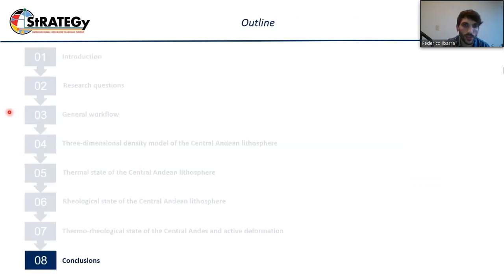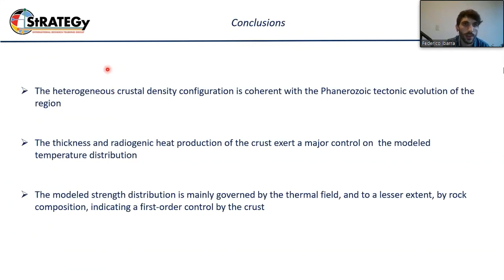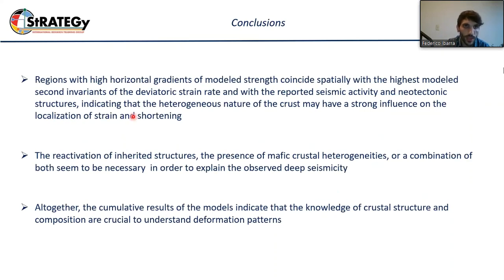To finalize the presentation, the main conclusions of the model are that the heterogeneous crustal density configuration is coherent with a Phanerozoic tectonic evolution of the region. Then, the thickness and radiogenic heat production of the crust exert a major control on the model temperature distribution, and at the same time, the model strength distribution is mainly governed by the thermal field and to a lesser extent by rock composition, indicating a first-order control by the crust. The regions with high horizontal gradients of model strength coincide especially with high second invariant of the deviatoric strain rate, and also with the reported seismic events and neotectonic faults, indicating that the heterogeneous nature of the crust may have a strong influence on the localization of strain and shortening.